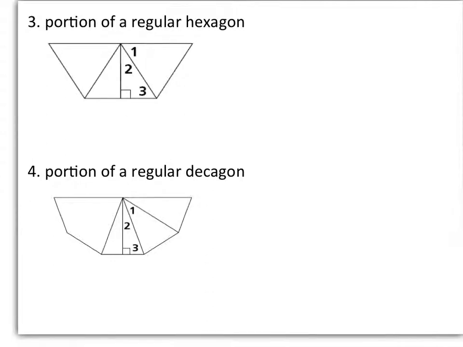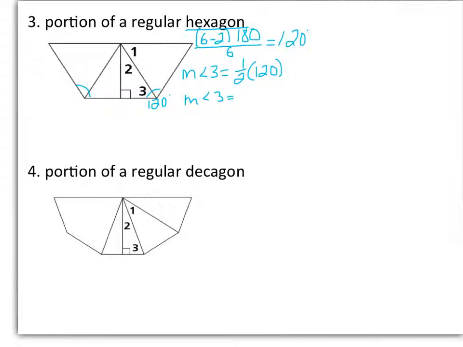Okay, so same idea in problems 3 and 4. In 3, we are given the portion of a regular hexagon. So remember, a hexagon has 6 sides. So let's first find the measure of our interior angles. So 6 minus 2 times 180, and then divide by 6 to find out how many degrees each of our interior angles is. So they're each 120 degrees. So the whole angle is 120. So let's first find the measure of angle 3. We will take half of 120 so that the measure of angle 3 is 60 degrees.